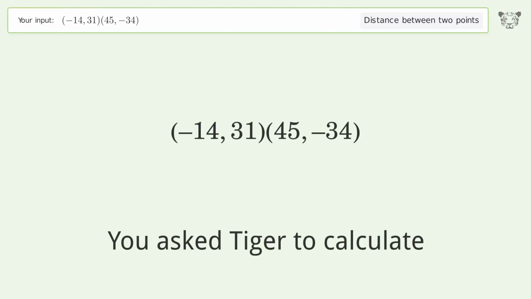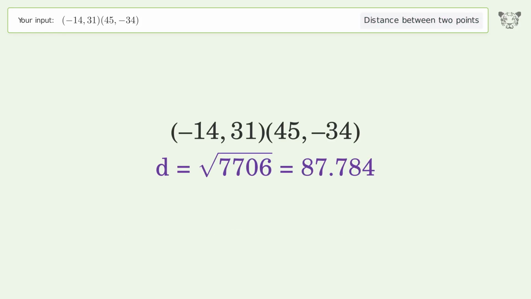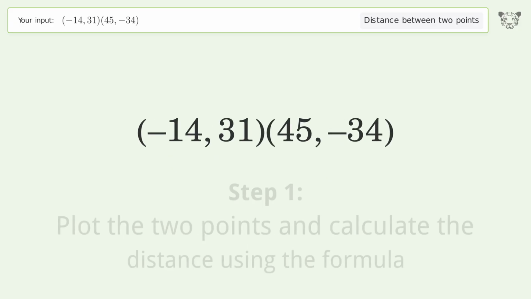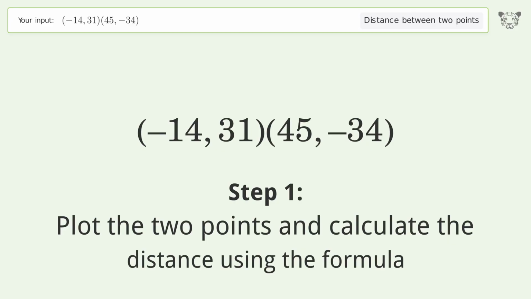You ask Tiger to calculate. This deals with the distance between 2 points. The distance between the 2 points is the square root of 7,706, or 87.784. Let's solve it step by step. Plot the 2 points and calculate the distance using the formula.